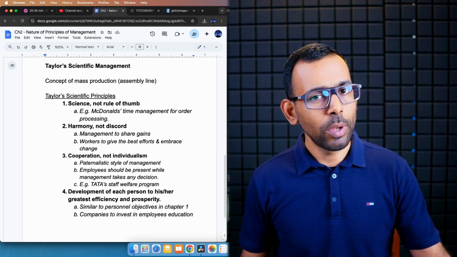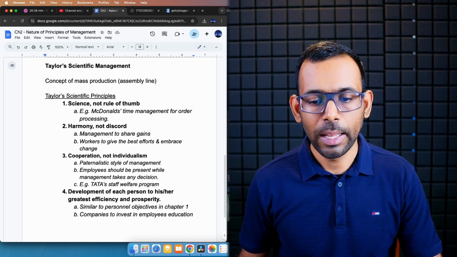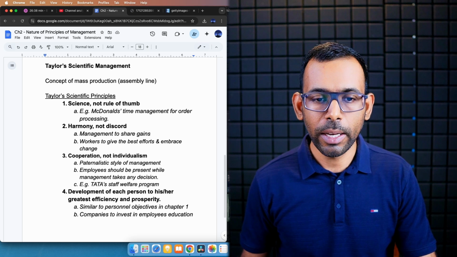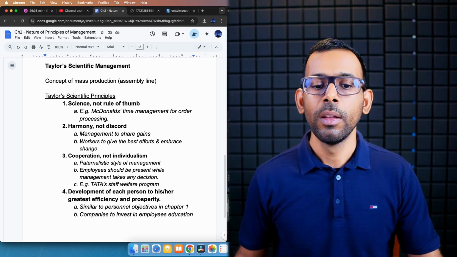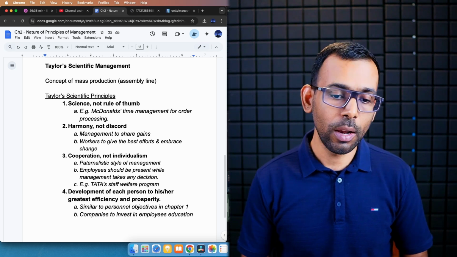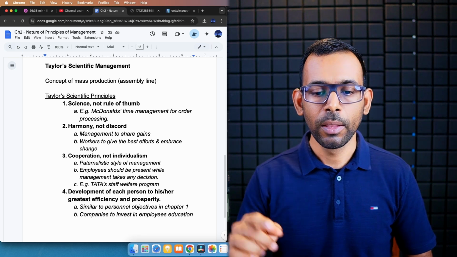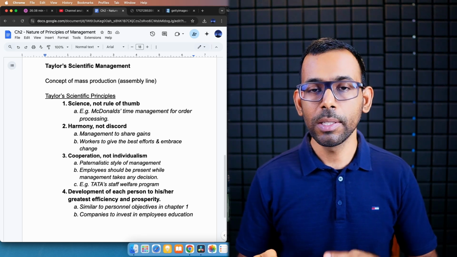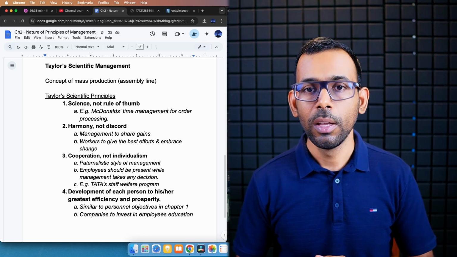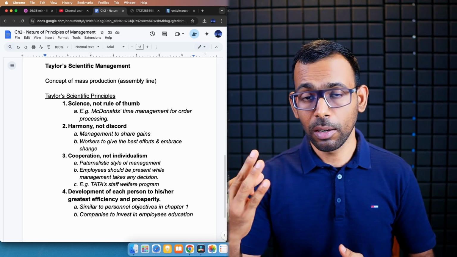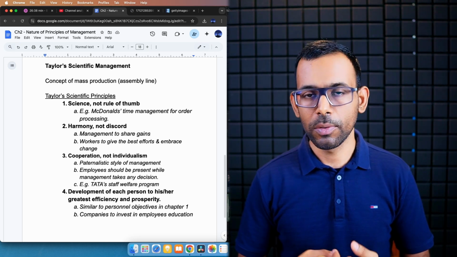So that's the example. You can also Google about this later. The last point in Taylor's scientific principles is development of each person to his or her greatest efficiency and prosperity. The connecting point to this concept is what we saw in the first chapter in objectives of management, and the third objective was personal objectives, right?